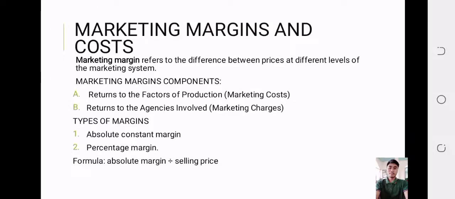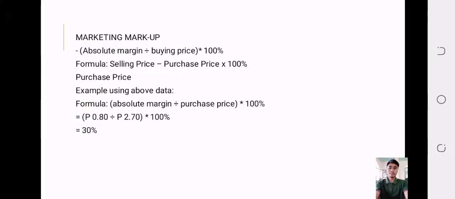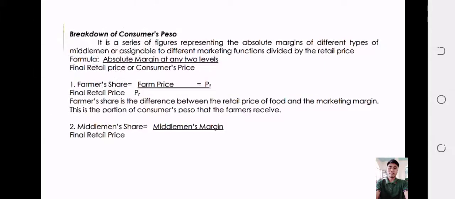So, marketing margins and cost. Marketing margins refer to the difference between prices at different levels of the marketing system. Marketing margin components: a return to the factors of production and a return to the agencies involved, and two types of margins: absolute or constant margin and percentage margin, and marketing markup. Breakdown of the consumer's peso.